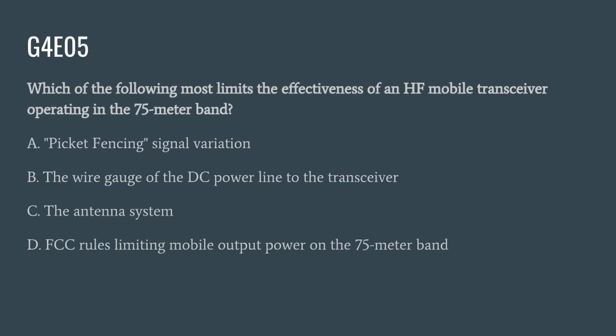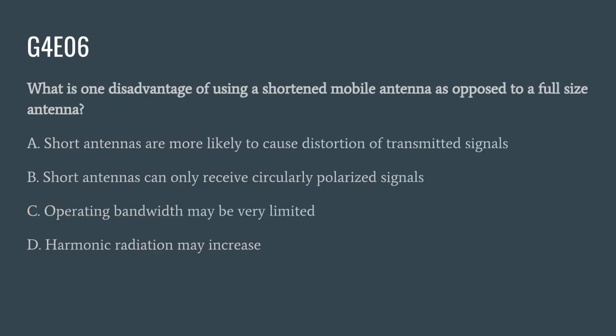G4E05, which of the following most limits the effectiveness of an HF mobile transceiver operating in the 75 meter band? A, picket fencing signal variation. B, the wire gauge of the DC power line to the transceiver. C, the antenna system. Or D, FCC rules prohibit mobile output power on the 75 meter band. The correct answer here is C, the antenna system.